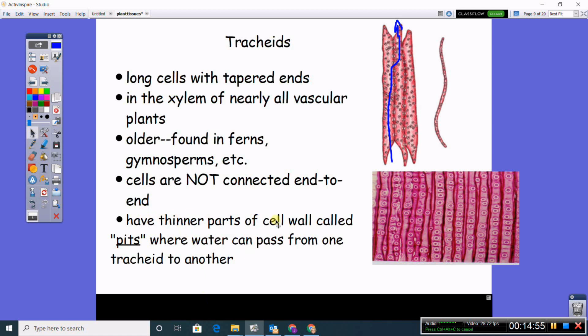Those thinner parts of the cell wall, like I showed you, where the little circles are, are called pits, and that's where water is able to transfer from one tracheid to another on its journey typically up the stem, because we know water is going to be taken into the plant through the roots. This picture down here is just showing you a better zoomed in picture of all those little pits. That's very characteristic of our tracheids.